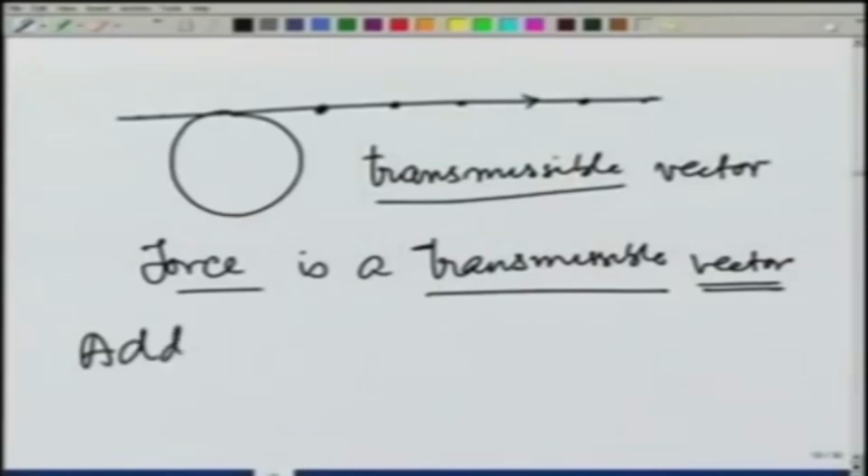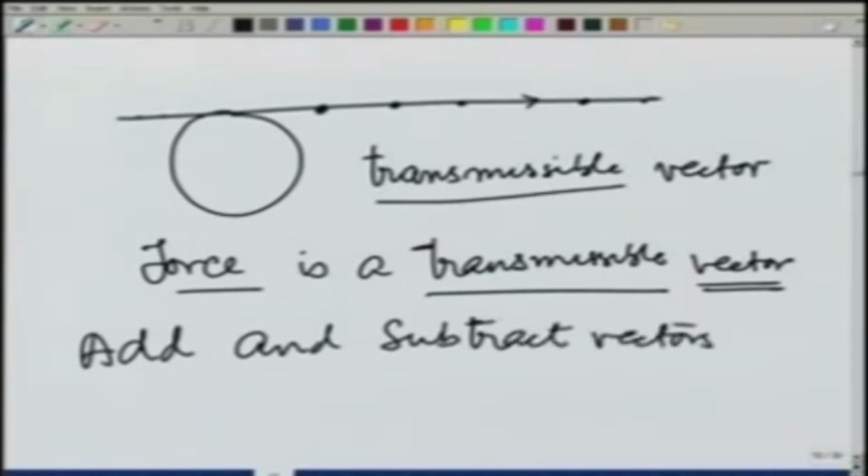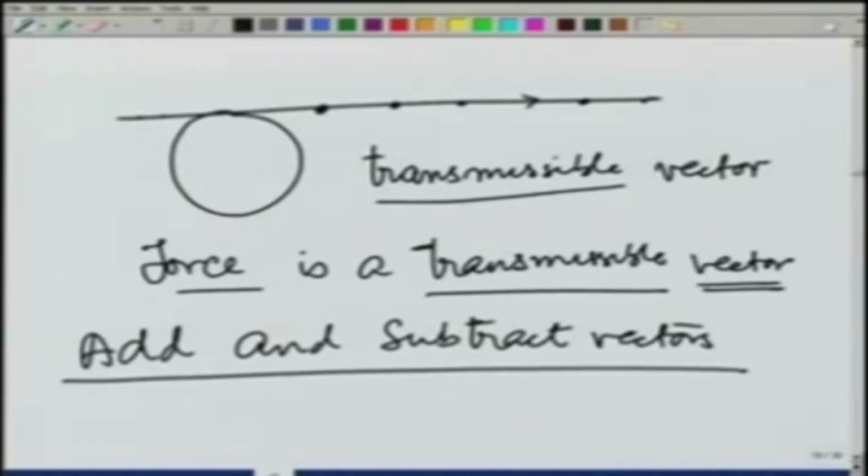Having talked about equality of vectors and transmissibility of vectors, let us now see how do we add and subtract vectors using our graphical method. This is more or less a review, because I am sure you have learned this in your 12th grade.